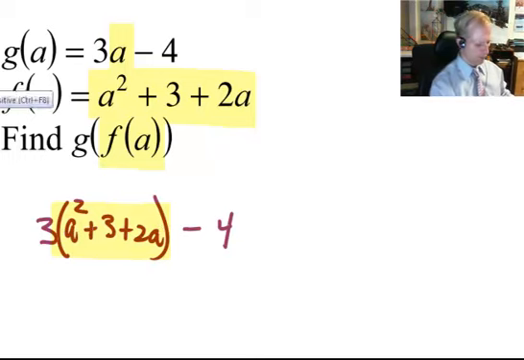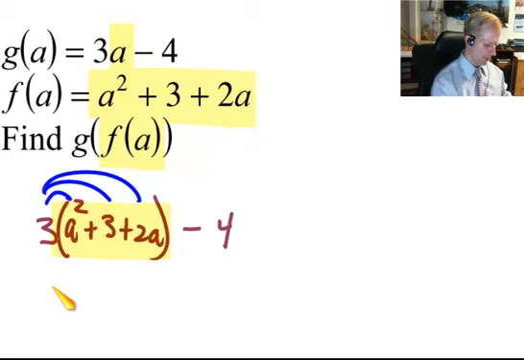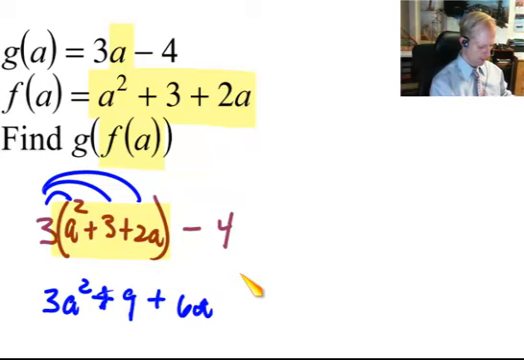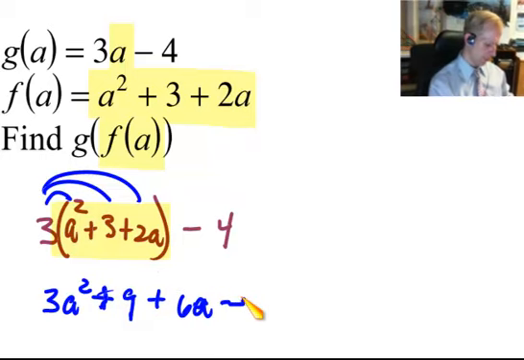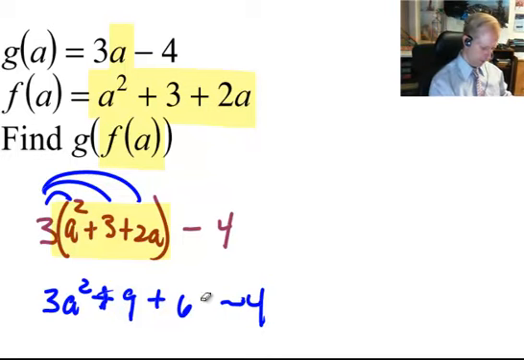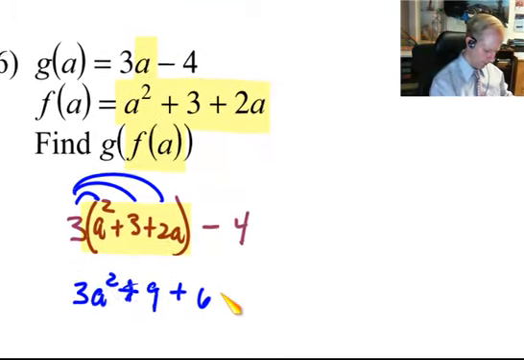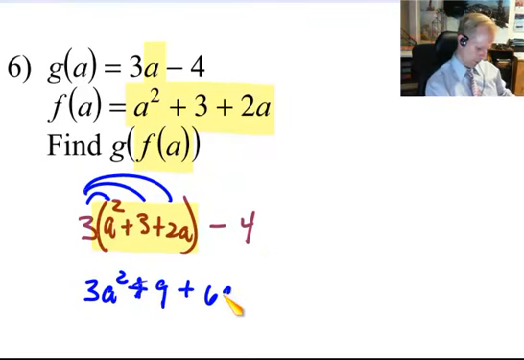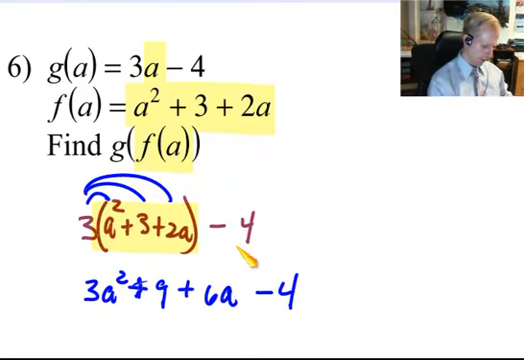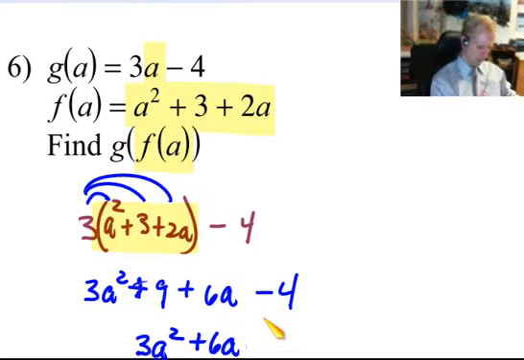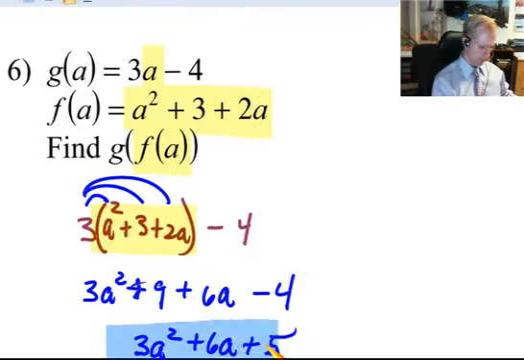Then I just need to distribute and combine like terms. So when I distribute, I get 3a squared plus 9 plus 6a, and that would be minus 4. Sorry, it's getting a little rough there. Let me make sure I'm doing that right. Yeah, 6a minus 4. And if I combine the 9 and 13, I get that, and that is what I'm aiming for, and I'm done.